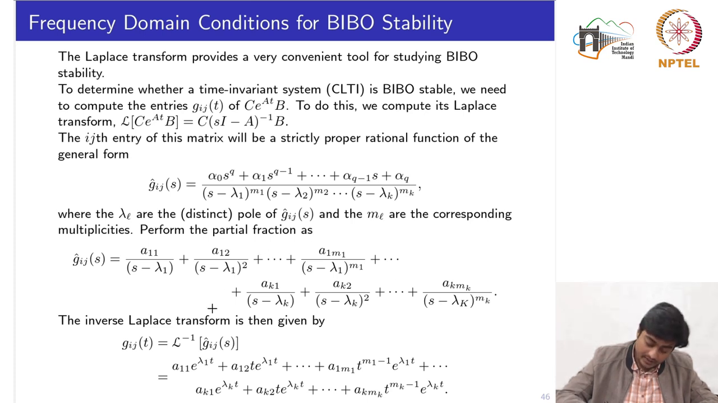Now if I take the Laplace inverse to compute the time domain signal, I would have a11 e to the power lambda 1 t, plus, because we have the square, by using the property of the Laplace transform, I would have a12 multiplied by t, so this element is newly added, plus for the m1th multiplicity we would have a1m1 t raised to the power m1 minus 1 and e to the power lambda 1 t. Similarly the same goes for the lambda kth eigenvalue with multiplicity mk.